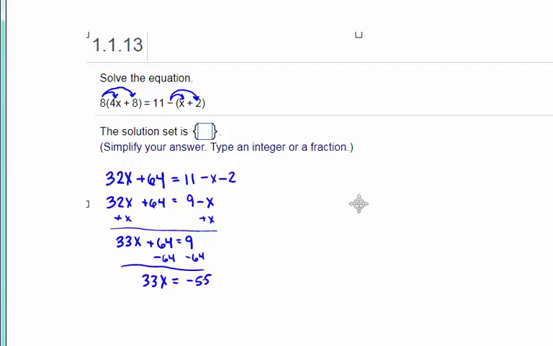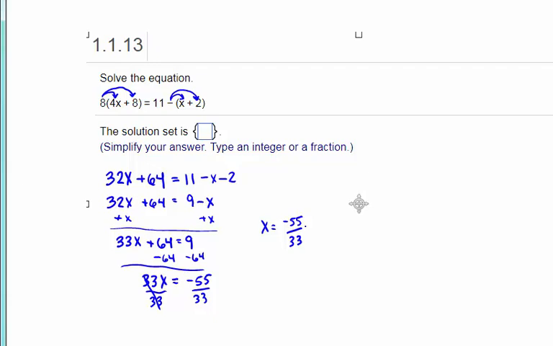All right, and then the last thing that we need to do is we need to get x by itself. So we have the x multiplied by the 33. To undo that, we're going to divide both sides by 33. And so for our final answer, we're going to have negative 55 over 33.